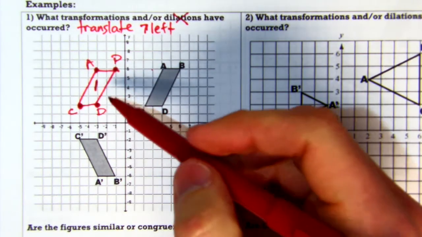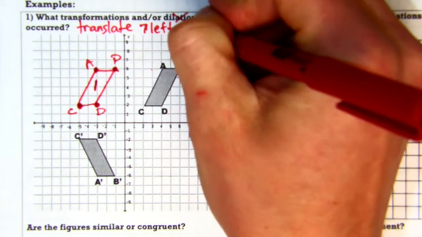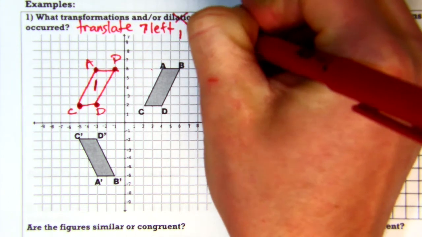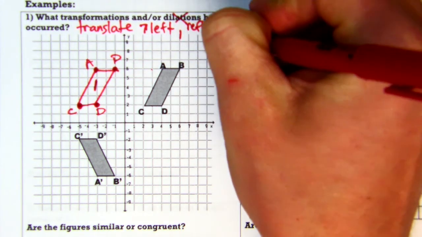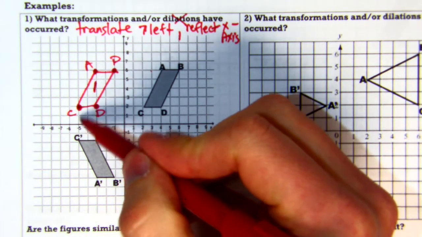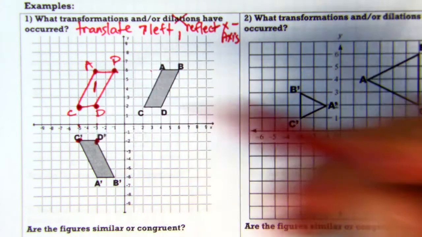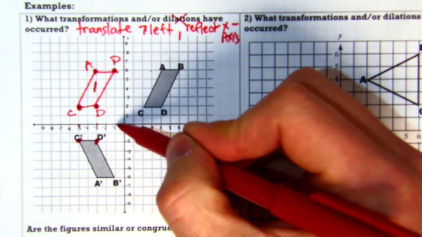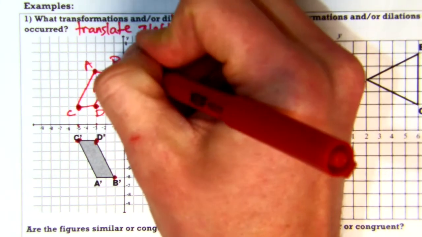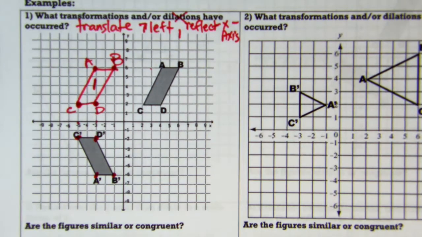Now that I have it over in this quadrant, it looks like I have a reflection going on, and it looks like it reflects off my x-axis. We'll notice that my C goes down 2 and then 2 more to my C prime. D goes down 2 more to my D prime. B goes down 6 and then 6 more to B prime. And then A goes down 6 and 6 more to here. So my two transformations are translate 7 to the left and reflect over my x-axis.